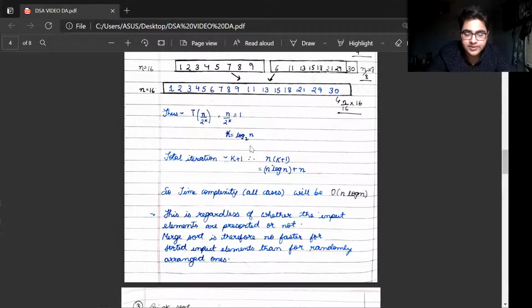Now we saw in the above example that the number of iterations required is always 1 greater than the value of k. So the total iterations will be k plus 1. Thus the end result will be n into (k plus 1). Finally, what we obtain is n log n plus n. Here again, the maximum power of n is n log n. So the time complexity in all three cases of merge sort will be n log n. This is regardless of whether the input elements are pre-sorted or not. Merge sort is not fast in any case or slow in any case. It remains the same in all three cases.